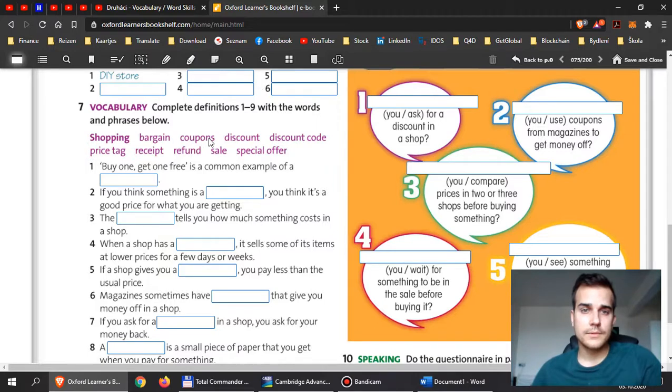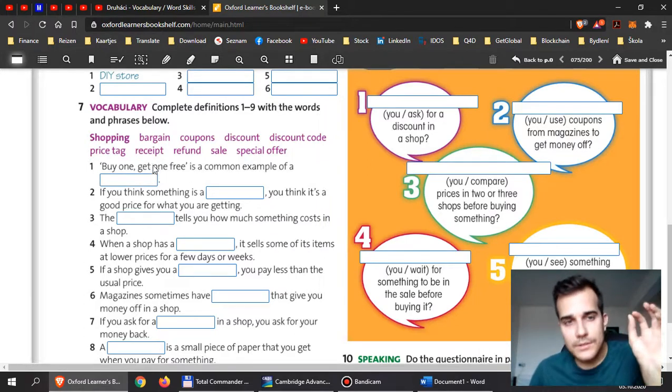Now, coupons, just like the discount codes, right? It's a piece of paper that you can get and you can get a discount. You can get a lower price for the things you want to buy. Now we have a price tag. You can check it. You can check a label. We can also call it a label, price label, and you can see how much something costs.